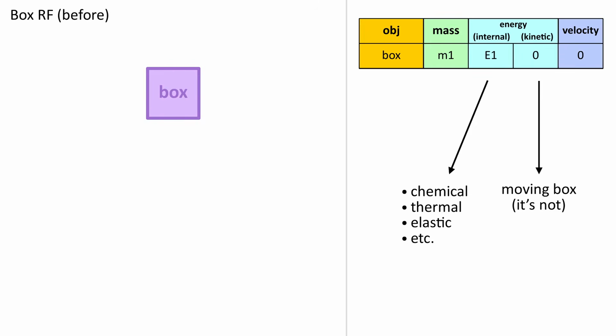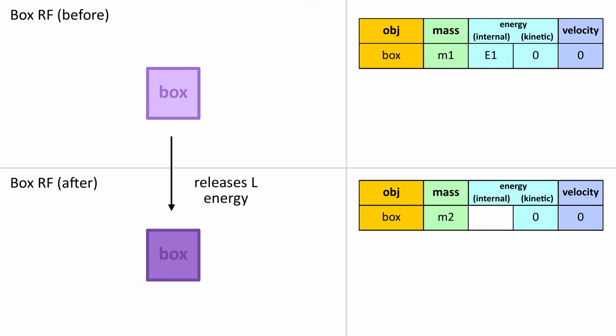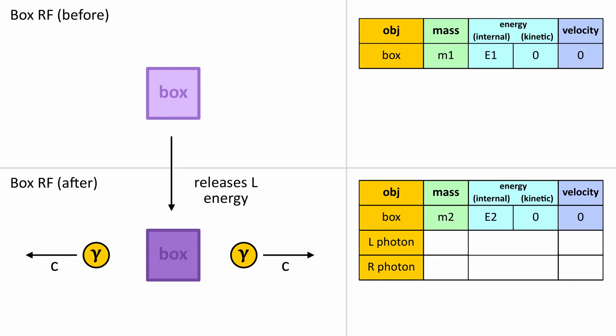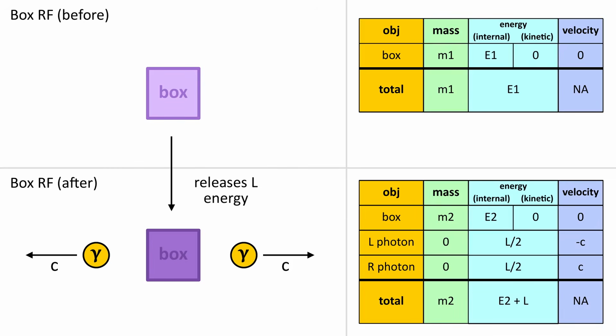The box then emits L joules of light, dropping its internal energy down to E2. The light takes the form of two identical photons, each with energy L over 2, but in opposite directions to ensure the box doesn't move. According to conservation laws, total energy is the same before and after, meaning E1 equals E2 plus L. Rearranging a bit shows that the energy lost by the box is L.